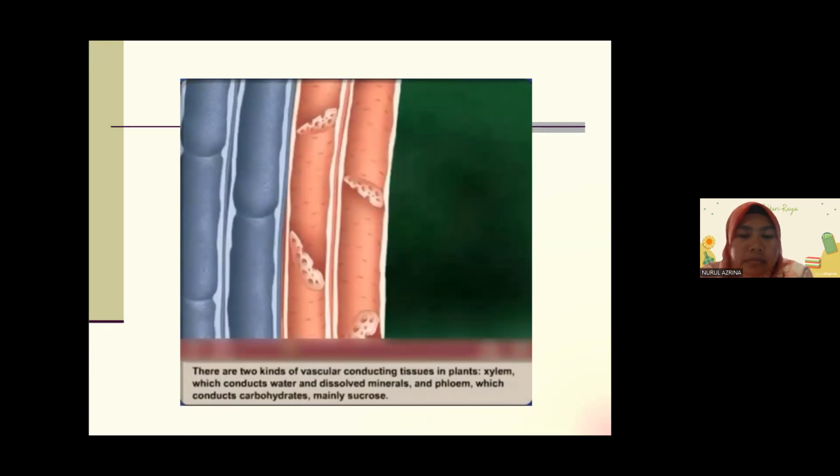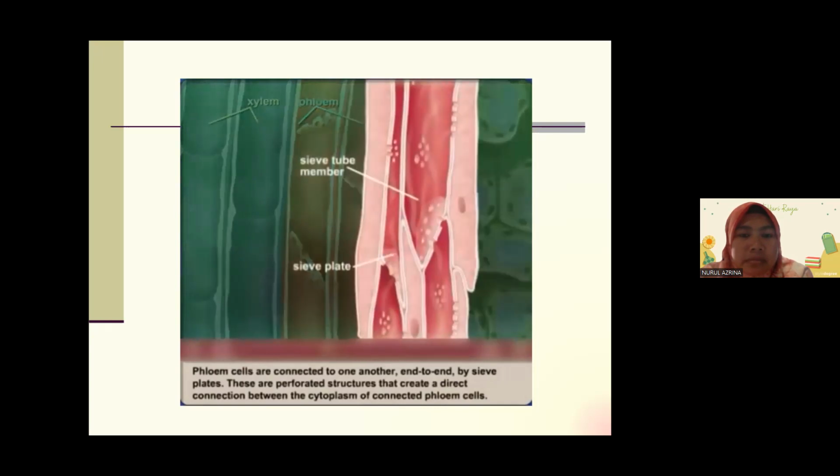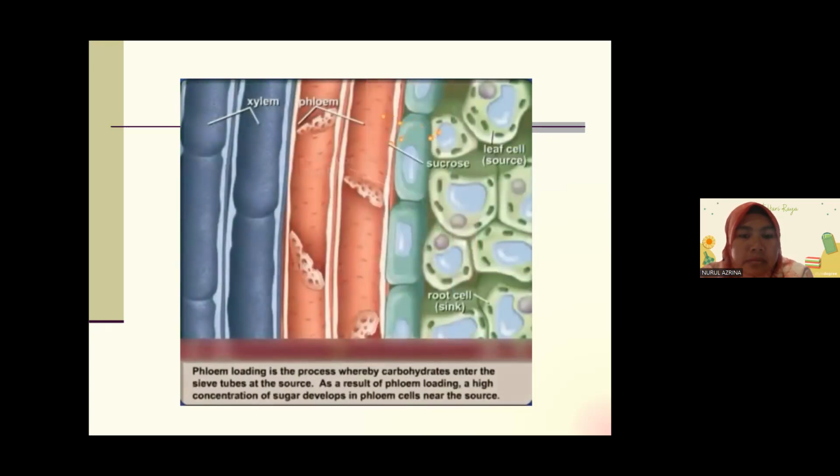There are two kinds of vascular conducting tissues in plants: xylem, which conducts water and dissolved minerals, and phloem, which conducts carbohydrates, mainly sucrose. The transport of sugars throughout the plant, called translocation, is carried out by phloem cells. Phloem cells are connected to one another end-to-end by sieve plates. These are perforated structures that create a direct connection between the cytoplasm of connected phloem cells. Phloem loading is the process whereby carbohydrates enter the sieve tubes at the source.